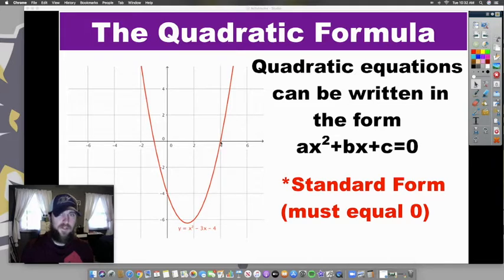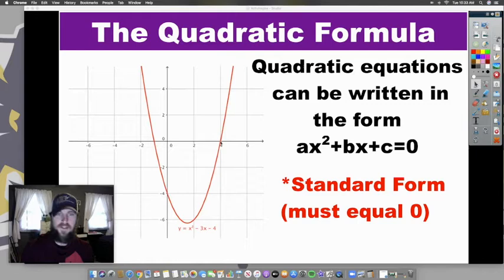The last option is the formula. Now, although this is the last one I'm showing, this one always works. Some of those other methods are a little quicker if you know when to use them, but this is a fail-safe. No matter what, you can use the quadratic formula. And it will also tell you when things don't have solutions.